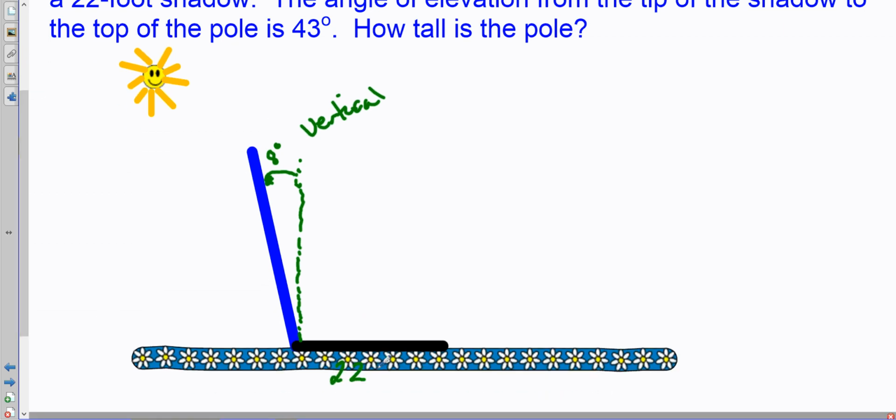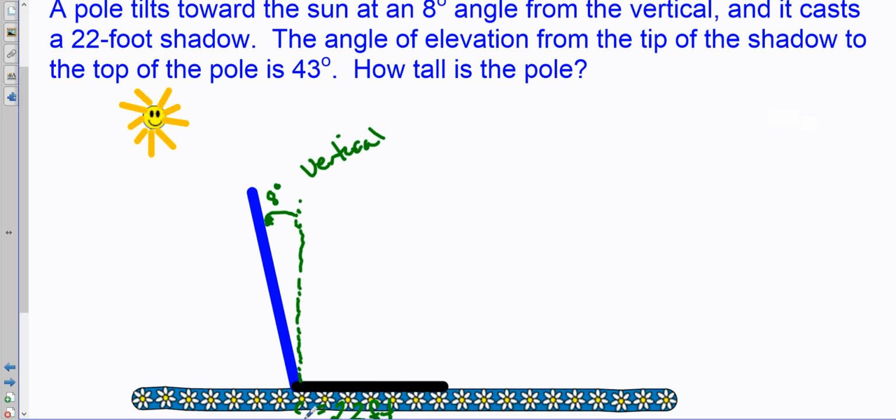And look at the flower bed we have. Isn't that neat? So that's a shadow length. We'll call that S. And then the angle of elevation from the tip of the shadow to the top of the pole is 43 degrees. So from here, the tip of the pole to the shadow, this angle of elevation is 43 degrees.